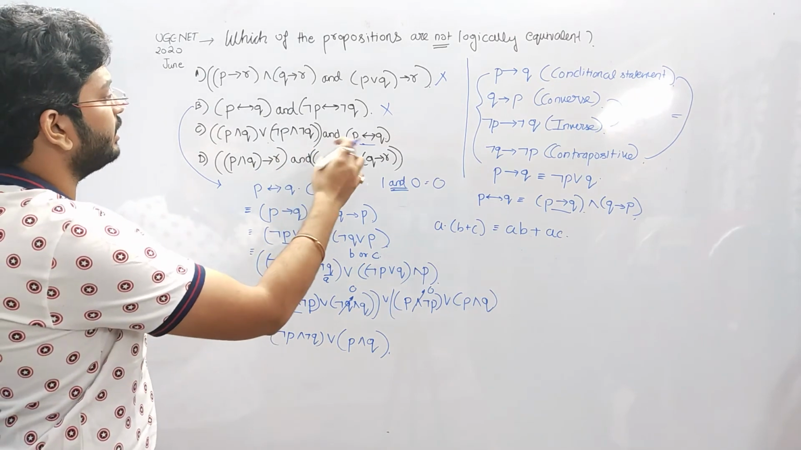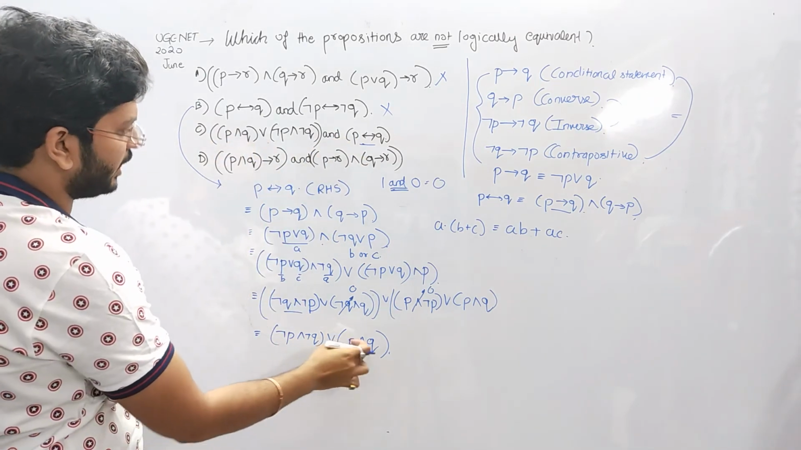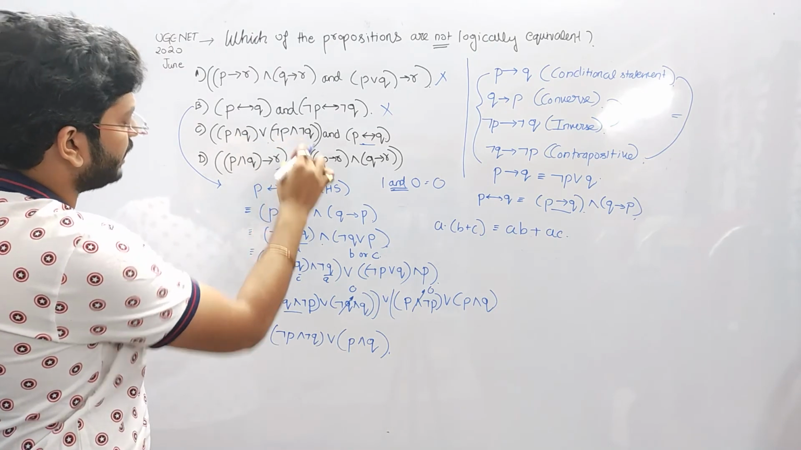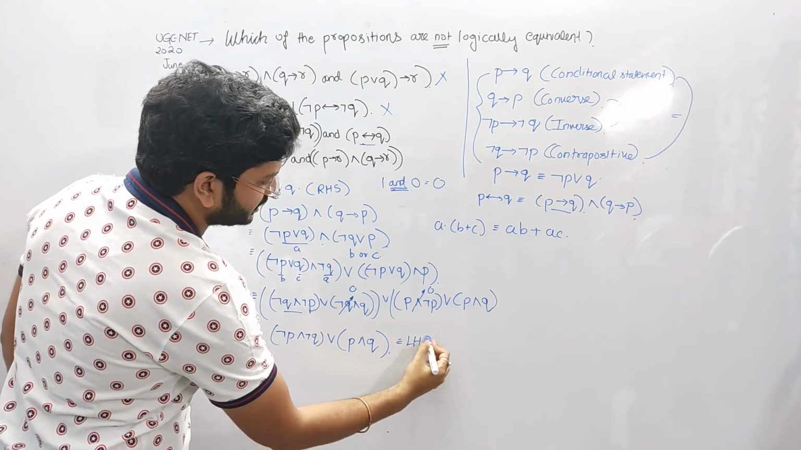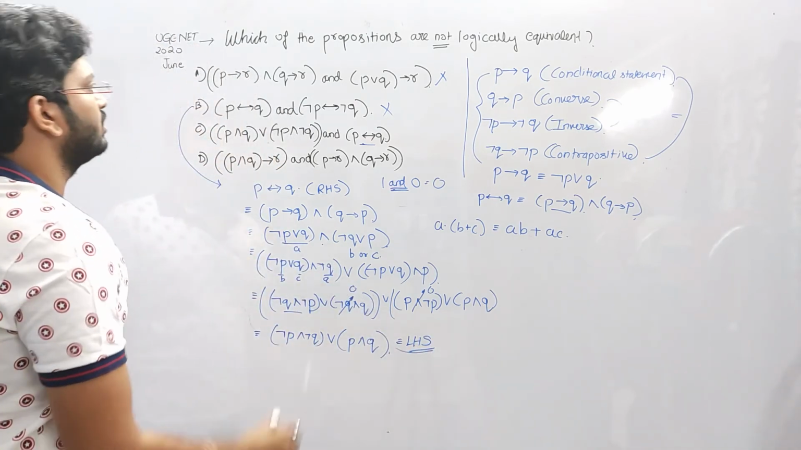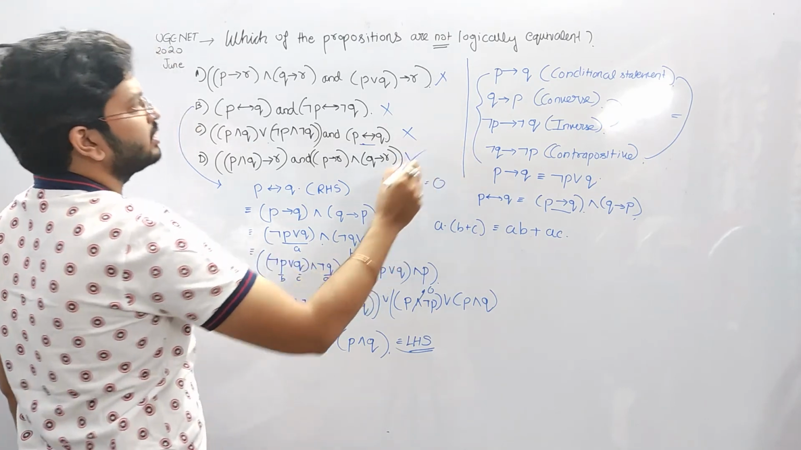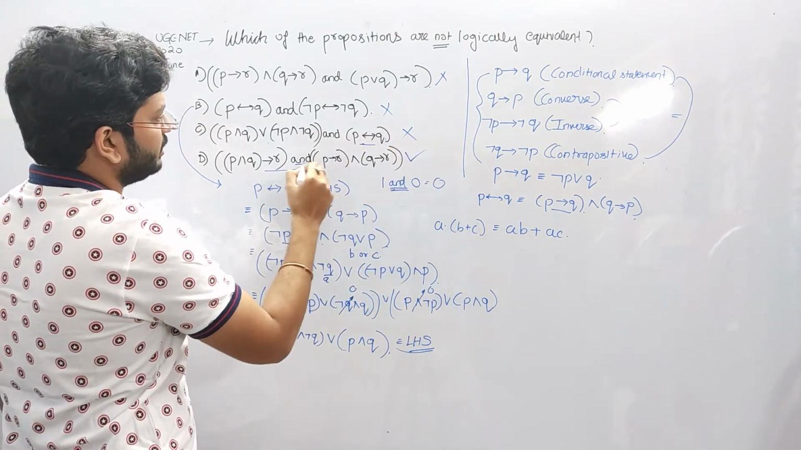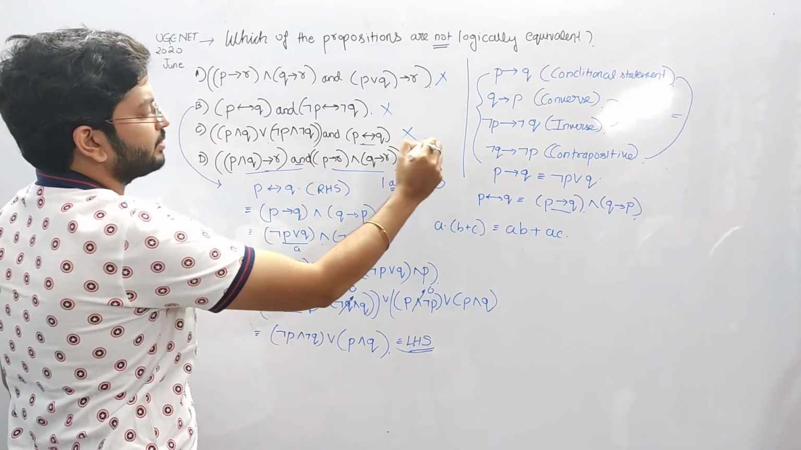And we have started with the RHS and the LHS are having P and Q, or negation P and negation Q, which is equal to the LHS. So this one is also not an answer. So the remaining option is this one, that is this one and this one. These both of them are not logically equivalent.